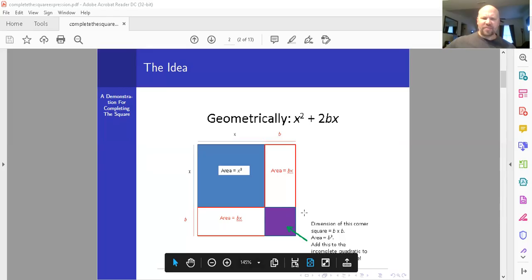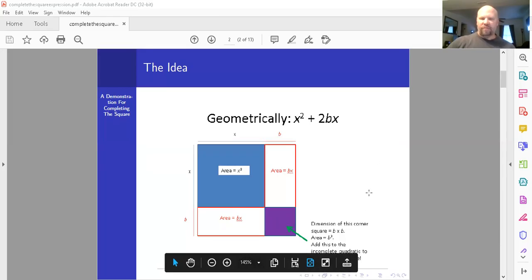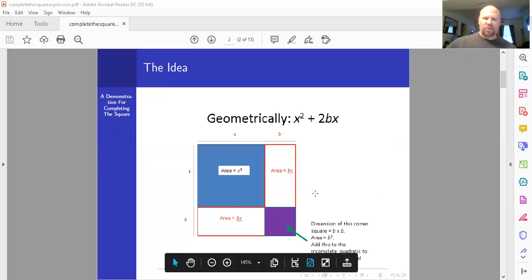And what this tells us is that if you want to know the area of the missing corner piece when you're doing this, take half the coefficient of x and square it. That's the area of the missing piece, the area of this purple region. And that's what we're looking for when we do this process. So let's see this in action algebraically. I mean, here's the picture, but let's see it algebraically.